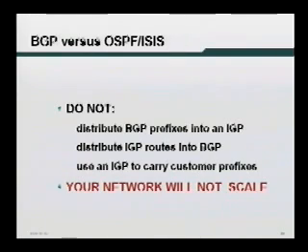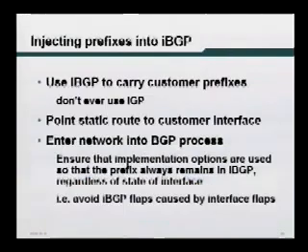So the basic thing is the network will not scale if you try and do any of these things. Keep the separation, keep IGP for the routers to talk to each other, keep IBGP to carry all your prefixes around your backbone, and it will work just fine. Putting prefixes into IBGP: use IBGP to carry the customer prefixes. Don't ever use IGP. Point a static route to the customer interface. Put the network into the BGP process like that.